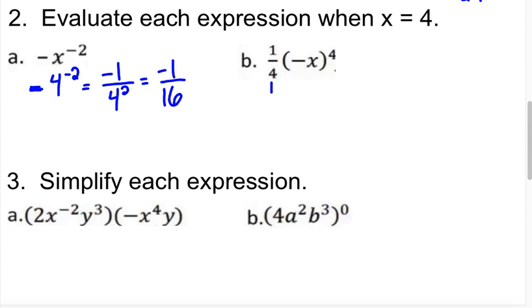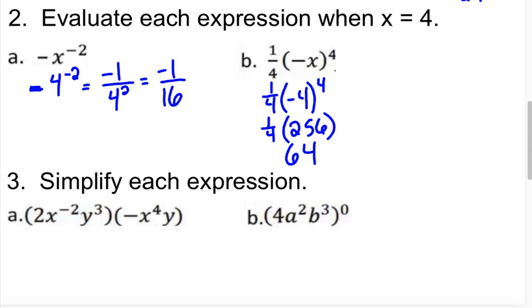All right, we're going to plug in 4 over here. Okay, order of operations, we're going to do our exponent first. So we need to do -4 to the fourth. And 4 to the fourth power is going to be 256. And it's going to be positive because we've taken a negative number and raised it to an even power. And then 256 divided by 4 is 64.